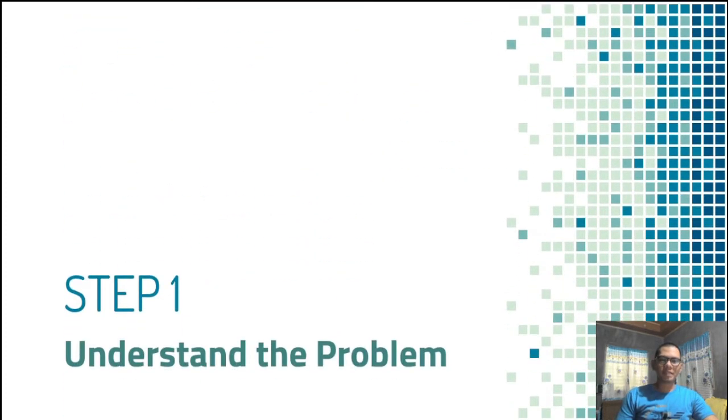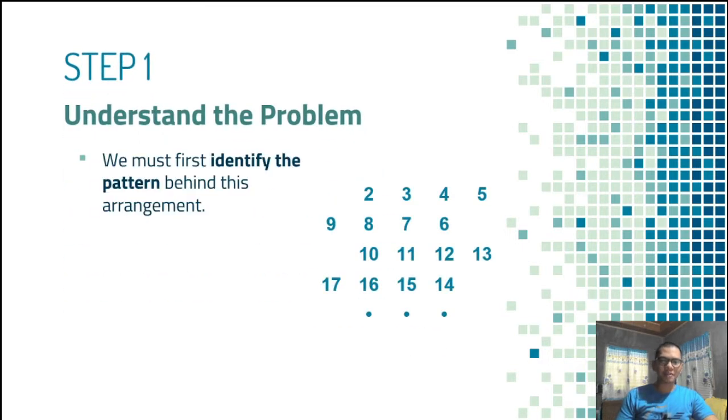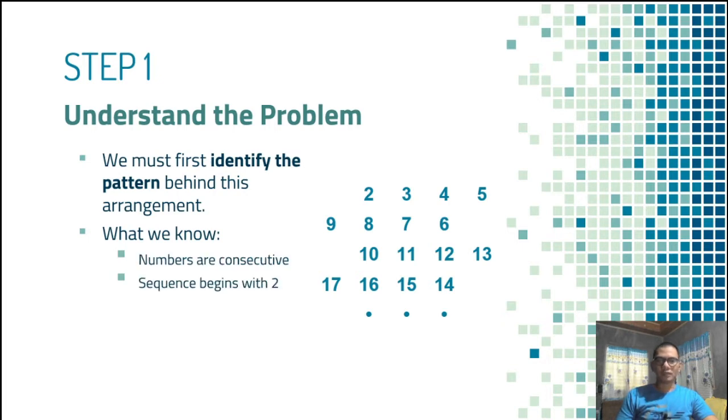The first step is to understand the problem. We need to know what our aim or goal is. We want to find what columns these numbers belong to. But before that, we must first identify the pattern that goes with the given arrangement. As we look closely, we know that the sequence starts with 2 and goes on consecutively. We also notice that there are 4 columns per row, and if you really observe the pattern, we see that odd rows go from left to right and even rows go from right to left.